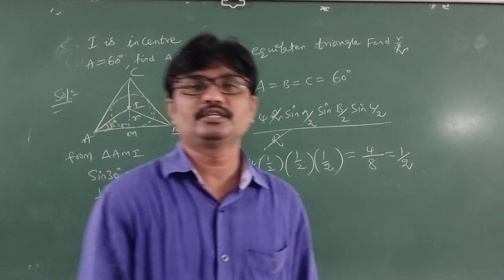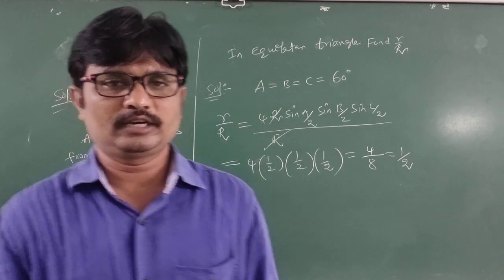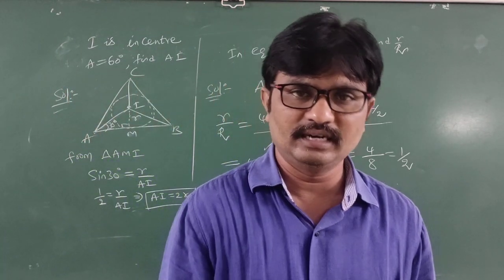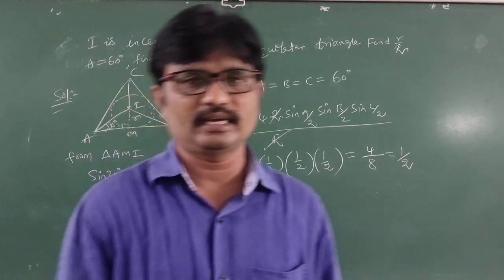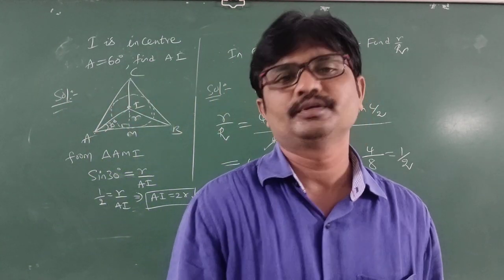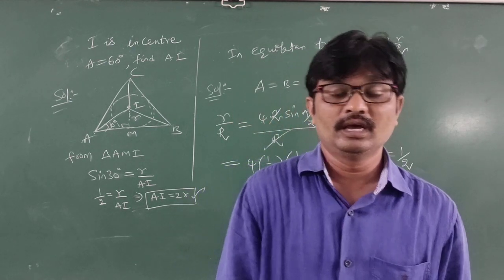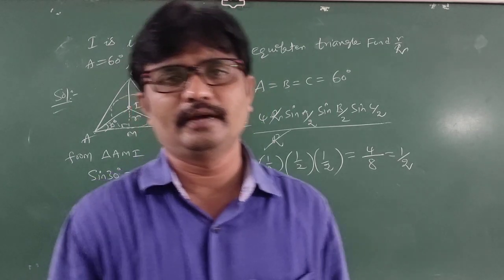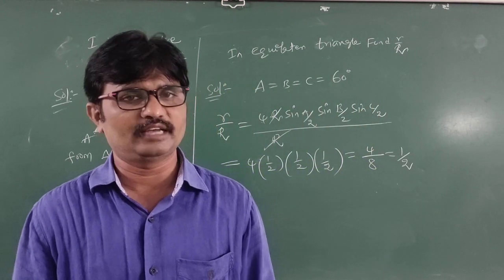So similarly students, R1, R2, R3 are: R1 is delta by S minus a, R2 is delta by S minus b, R3 is delta by S minus c. R1 is S tan A by 2, R2 is S tan B by 2, R3 is S tan C by 2. R1 is a by (tan B by 2 plus tan C by 2), R2 is b by (tan C by 2 plus tan A by 2), R3 is c by (tan A by 2 plus tan B by 2).